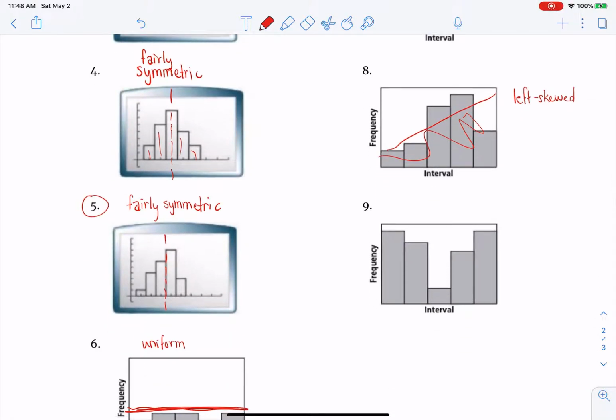This one is interesting because it's like the opposite of the bell curve. So it is kind of symmetric, right? We also call this one bimodal, because there are 2 modes. Remember, the mode is the most popular interval, so it looks like there are 2 of them that are about the same height. So it's bimodal. That means it has 2 modes.